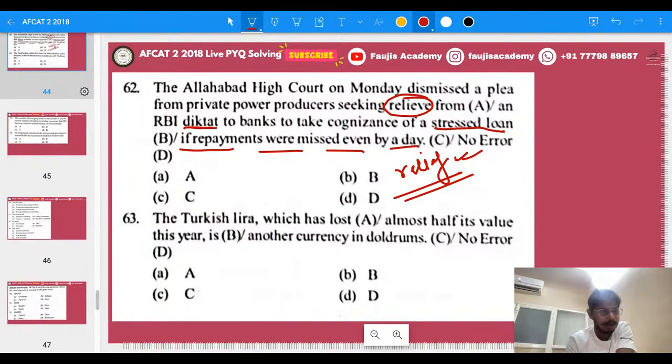The Turkish lira, which has lost almost half of its value this year, is another currency in doldrums. Question 63. Does an RBI come, sir? Yes, RBI. Okay, an RBI. That's correct.